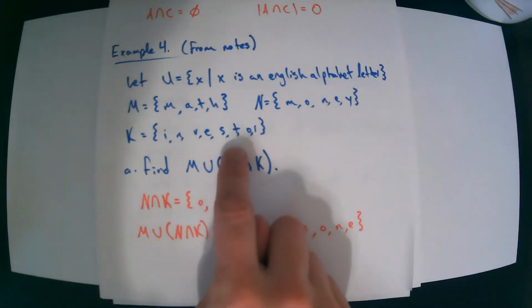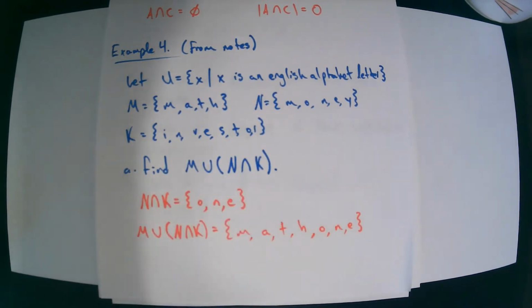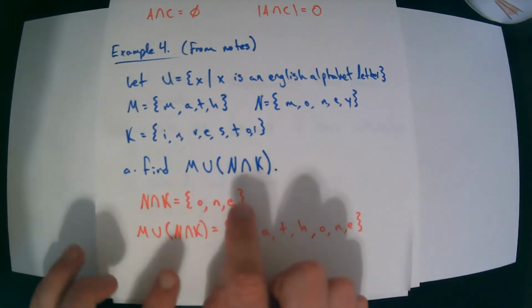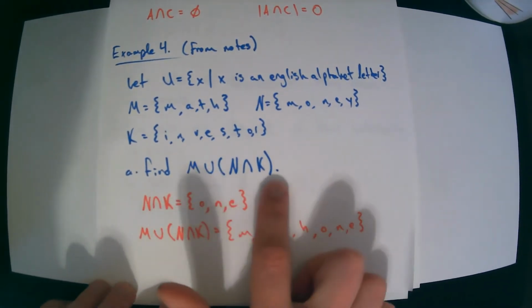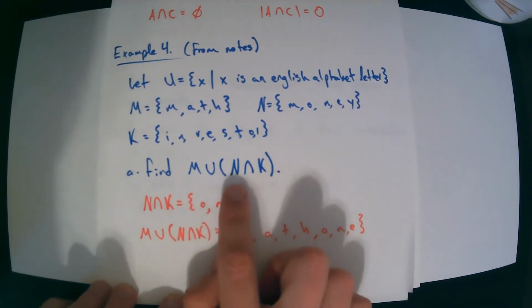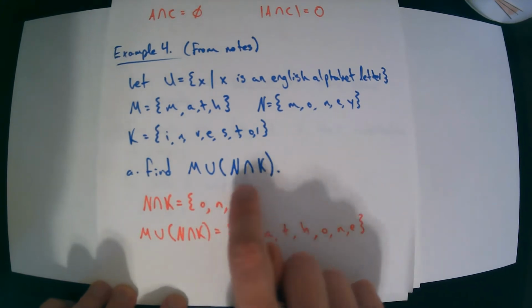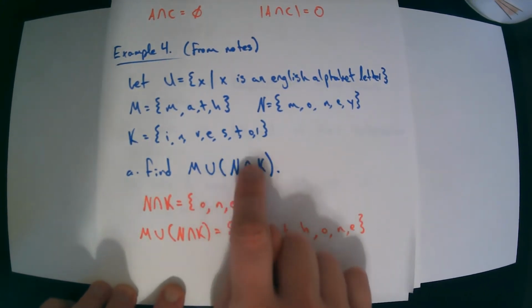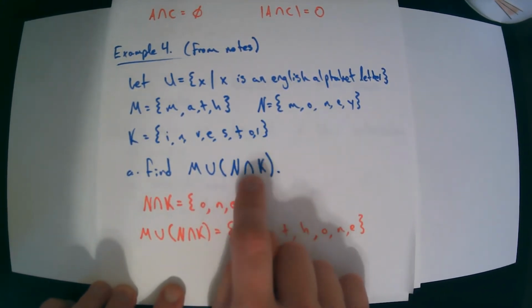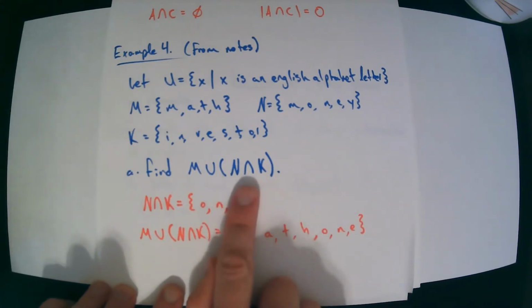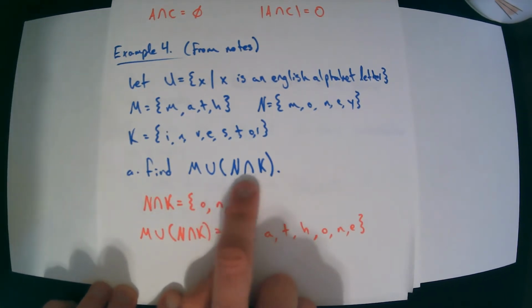We've got these 3 sets with our universal set being the whole English alphabet. We were told to find this M union intersection of N and K. So we're going to use our knowledge of how grouping symbols work. It's going to work the same way here as it does with operations with real numbers. So we're going to find this first.